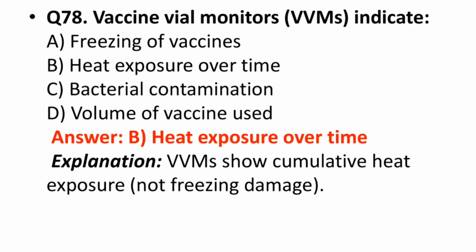Vaccine vial monitors indicate: option A, freezing of vaccines; option B, heat exposure over time; option C, bacterial contamination; option D, volume of vaccine used. The correct answer is option B, heat exposure over time. Vaccine vial monitors show cumulative heat exposure, not freezing damage.